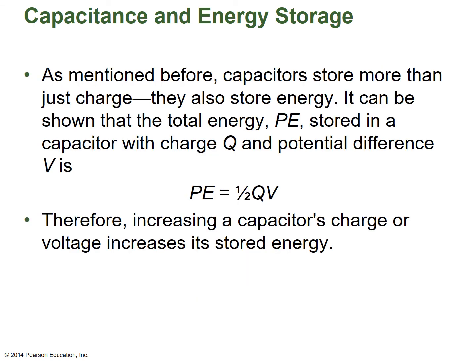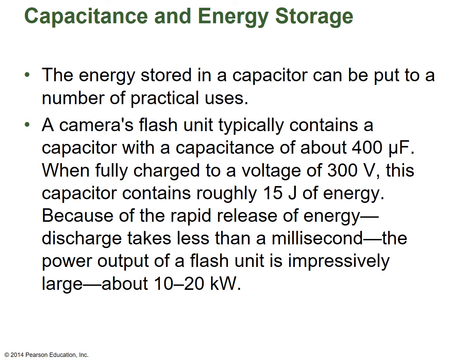As we mentioned before, capacitors store more than just a charge. They also store energy. It can be shown that the total energy stored in a capacitor is 1/2 QV, and since C equals Q over V, then PE is also equivalent to 1/2 CV squared, and this is also equivalent to Q squared over 2C. This is the amount of the potential energy stored in the capacitor.